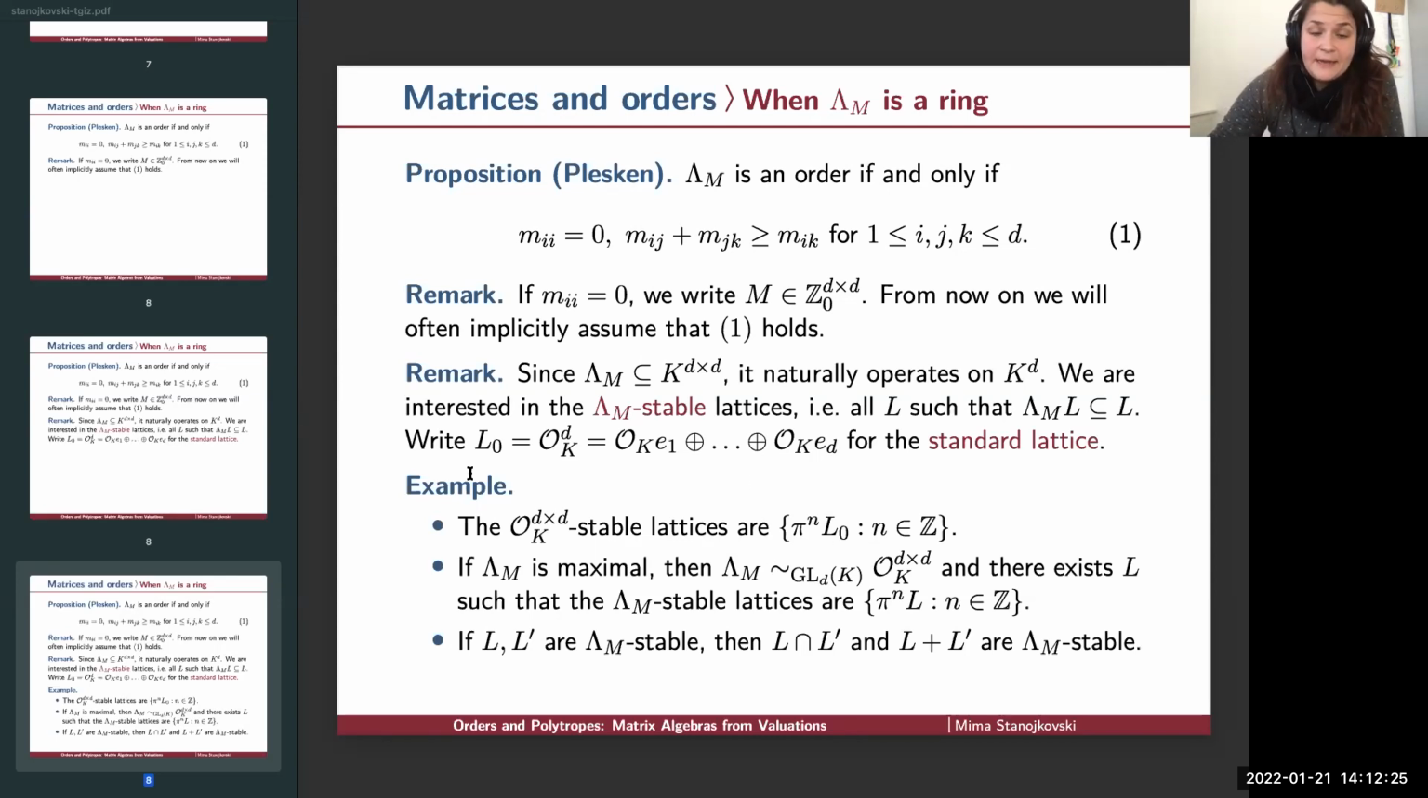One other thing that we can remark immediately, if you think about it: if you take two stable lattices, so it just means they are sent inside themselves by Lambda M, then if you take their intersection or their sum, they will also be Lambda-stable. So this means that whenever we have a bunch of stable lattices, we can create more by using these operations. And this is also pretty nice. Okay.